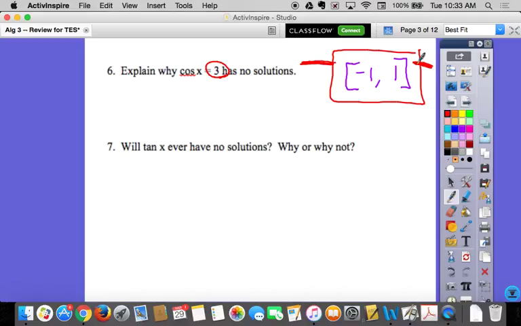So if you type this in your calculator, put second cosine, type in 3 and hit enter, it's going to give you an error message. The reason this doesn't work is that 3 is not in the range of cosine. And that'll work just fine.